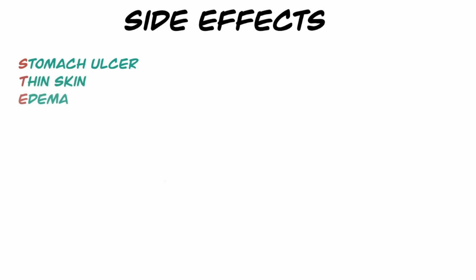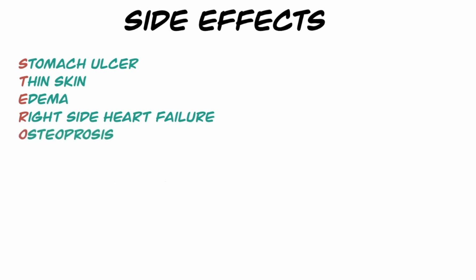So a helpful mnemonic to remember for the key side effects of glucocorticoids is STEROIDS. So for S, that stands for stomach ulcers. T for thinning of the skin. E for edema, which we have spelt in the US version just to help you remember. R stands for right-sided heart failure. O is for osteoporosis, which increases the risk of fractures, as well as necrosis of hip femur.